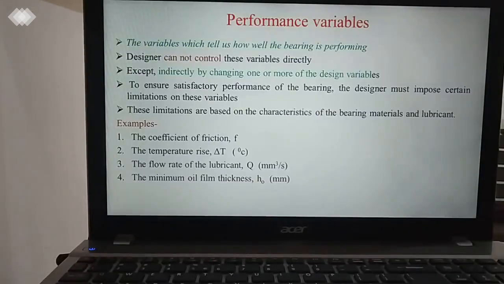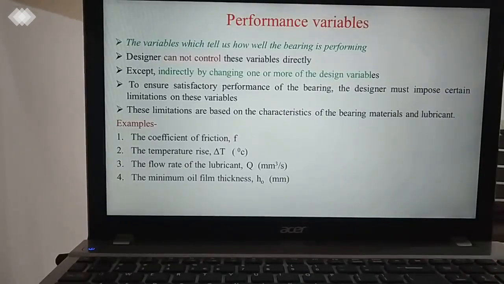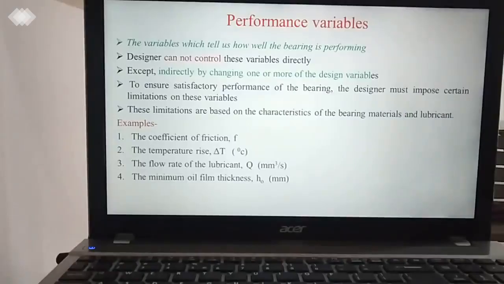Now next is the performance variable. What is the performance variable? It is the variable which tells us how well the bearing will perform. As it is a performance variable, the designer cannot control it directly, but by changing one or more design variables, the designer can control the performance variable indirectly. To ensure satisfactory performance of the bearing, the designer must impose certain limitations on the performance variable, and these limitations are based on the characteristics of the bearing material and lubricant.